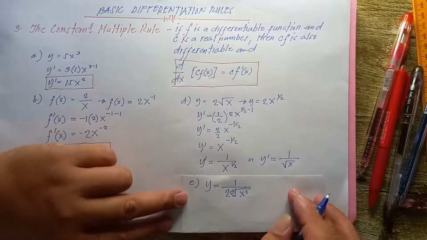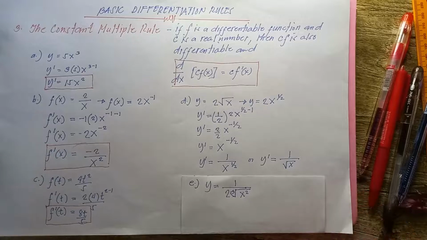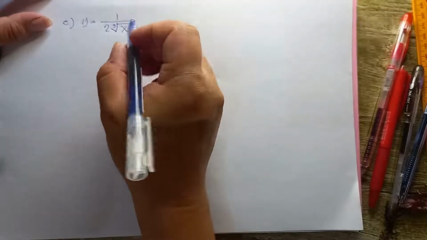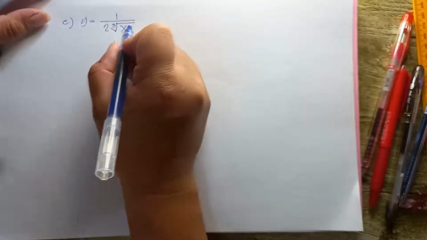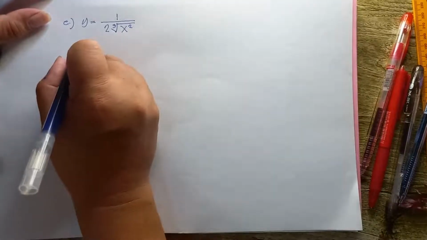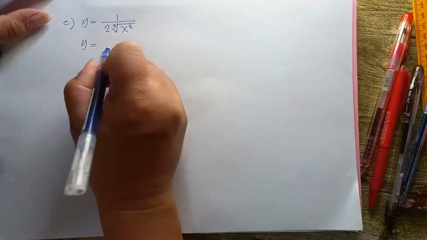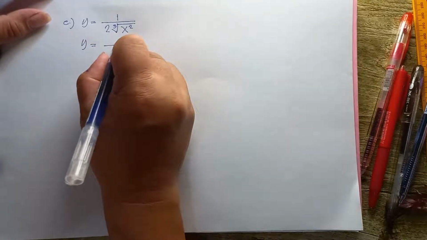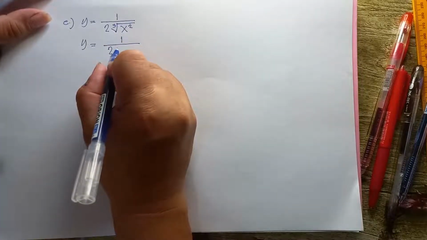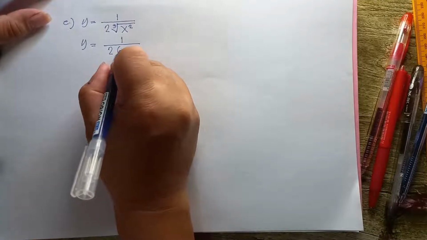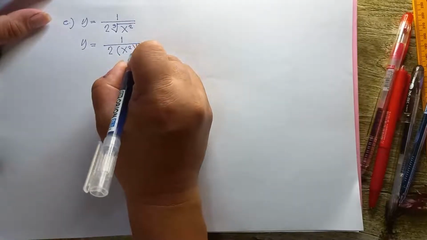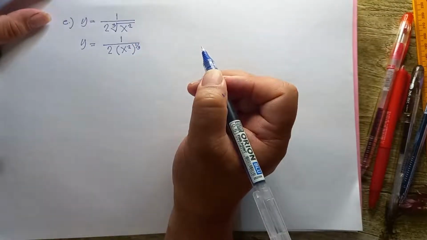So we will be making use of another paper. So we have this problem. We say that we have to convert this one into its exponential form. So we have y is equal to what? 1 over 2. What is the exponential form? This is the same as x raised to 2 raised to 1/3. So that is the exponential form.